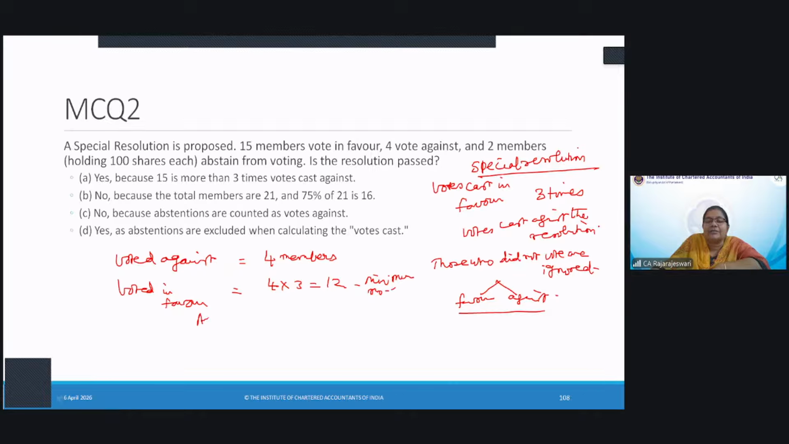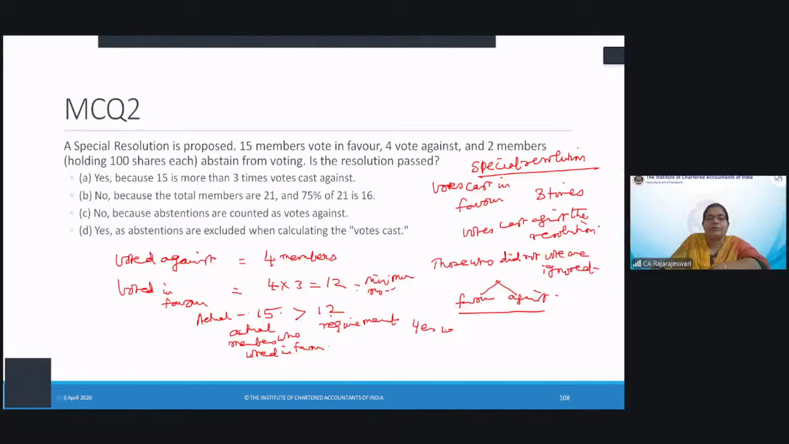Now, the actual members who have voted in favor is 15 members, which is greater than the mandatory requirement of 12. So this is your requirement. This is the actual members who voted in favor. So this is more than this requirement. Then it is yes. Is the resolution passed? Yes.